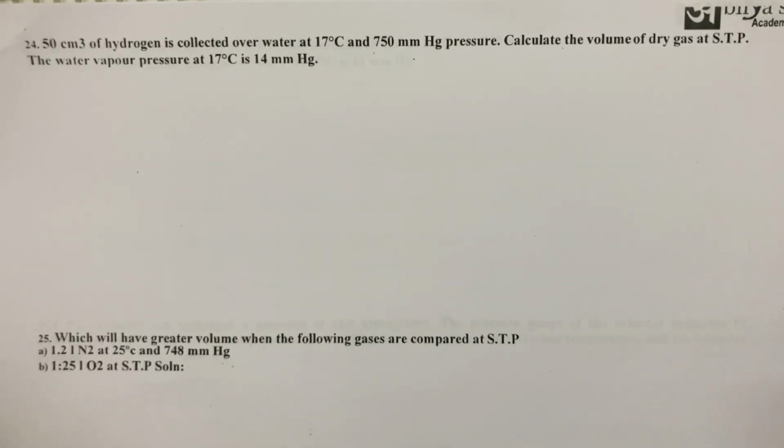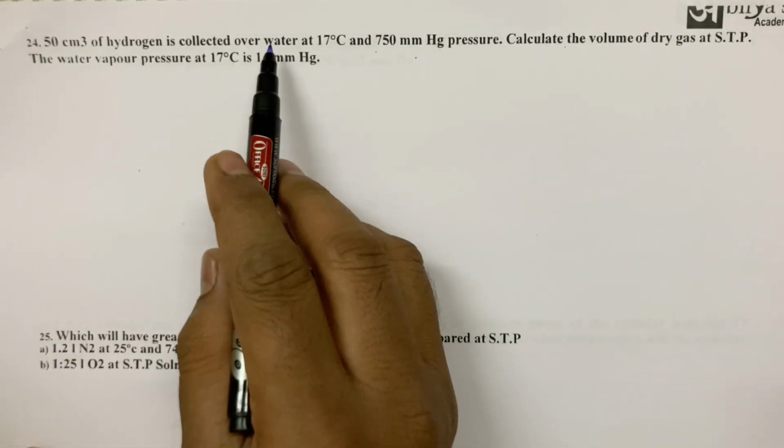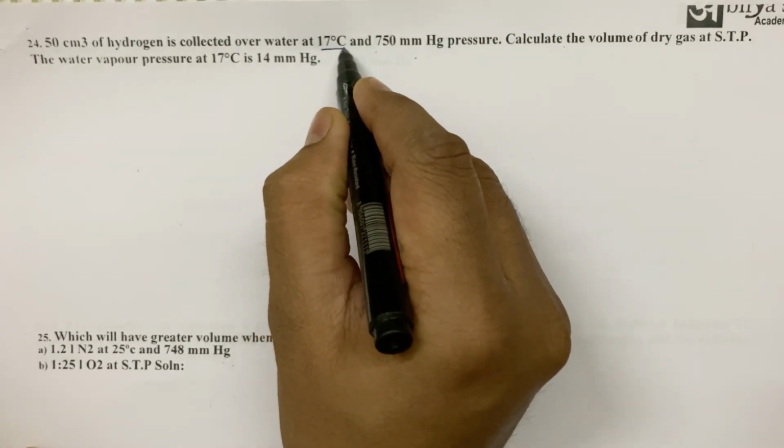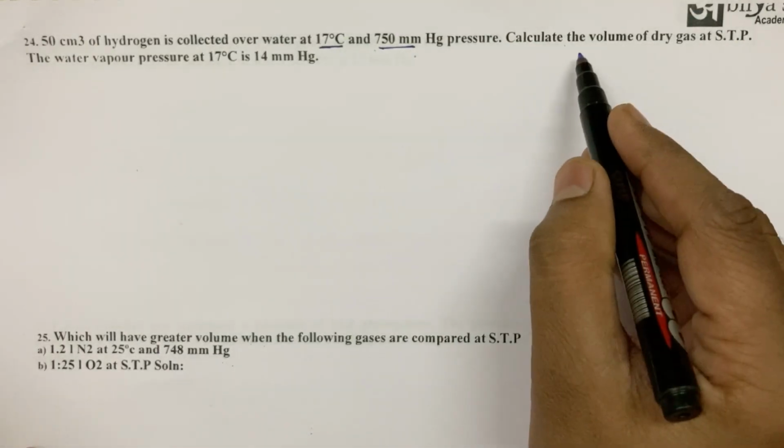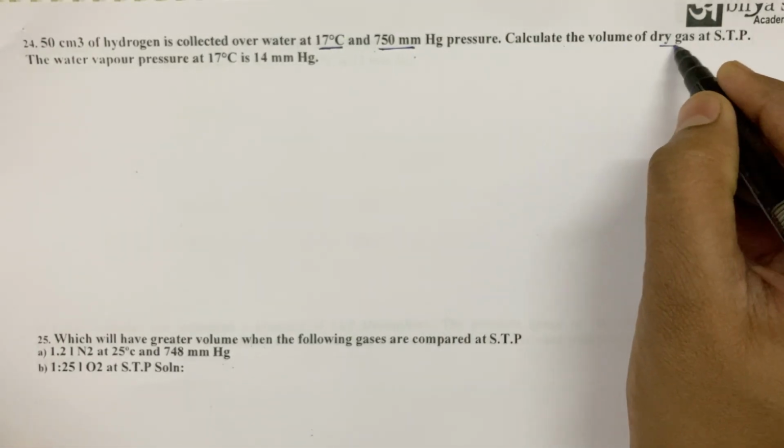So, hello dear students, now let's start with the next numerical. Here you are given 50 centimeter cube of hydrogen which is collected over water at 17 degrees Celsius and 750 mm of Hg. Now here they are asking to calculate the volume of a dry gas.